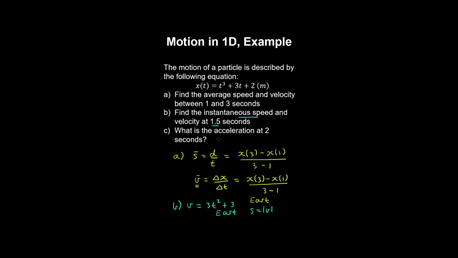And in part C, the acceleration is obtained by differentiating the velocity with respect to time and substituting 2 seconds, you're going to get 12 meters per second squared. So really think about your units based on what you're given in the problem.